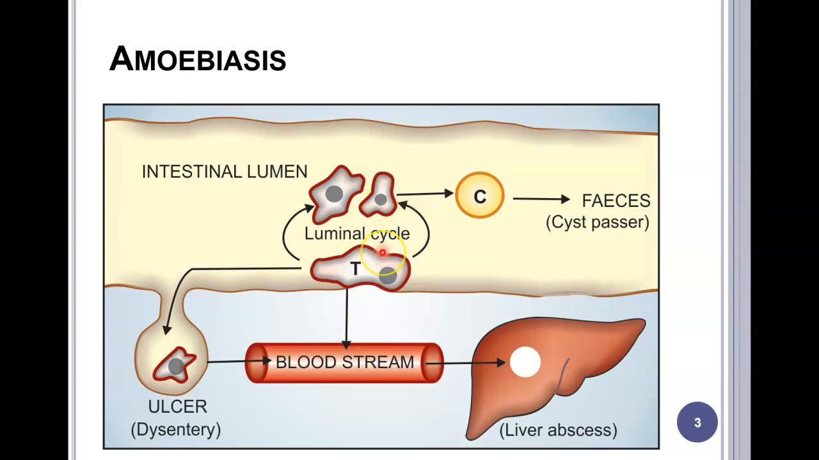The intestinal form can remain asymptomatic. The cyst passes without any symptoms, or it can invade the intestinal mucosa and cause acute amoebic dysentery characterized by blood in stools.